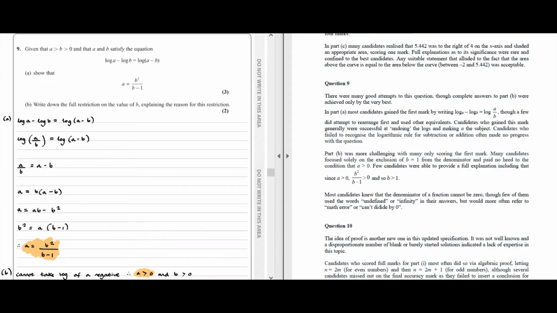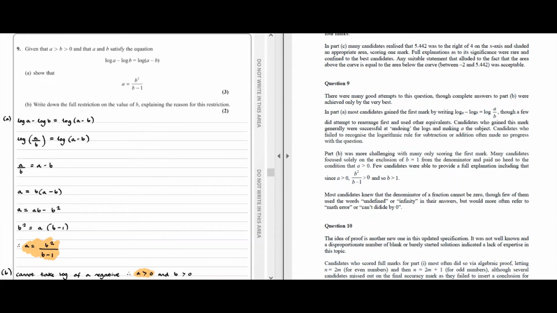Question 9, this was concerning logs. There were many good attempts to this question, though complete answers to part B were only achieved by the very best. In part A, candidates gained the first mark by writing log A minus log B equals log A over B, though a few did attempt to rearrange first and then use other equivalents. Candidates who gained this mark generally were successful at undoing the logs and making A the subject.